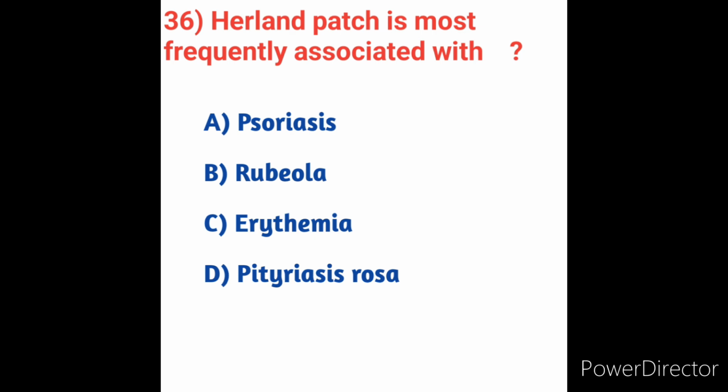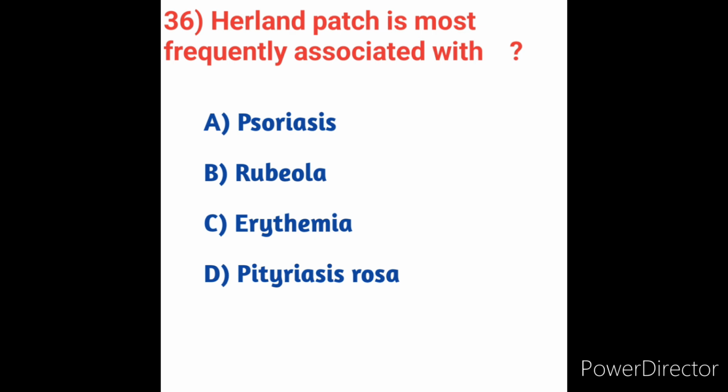Most Herald patches appear on the trunk, neck or proximal extremities, although in rare cases they have appeared on the face, genitalia, scalp and acral surface. So, the Herald patch is mostly associated with pityriasis rosea. Here option D is the correct answer.